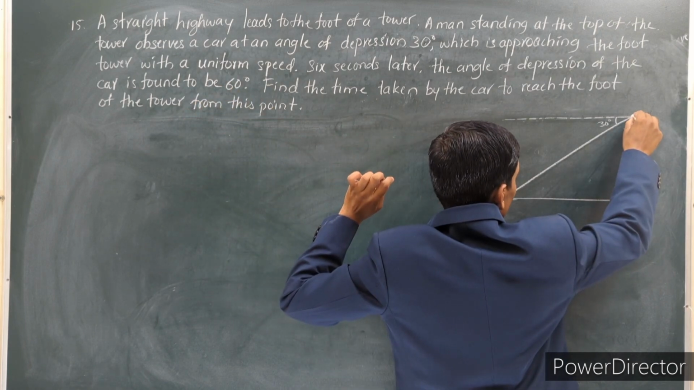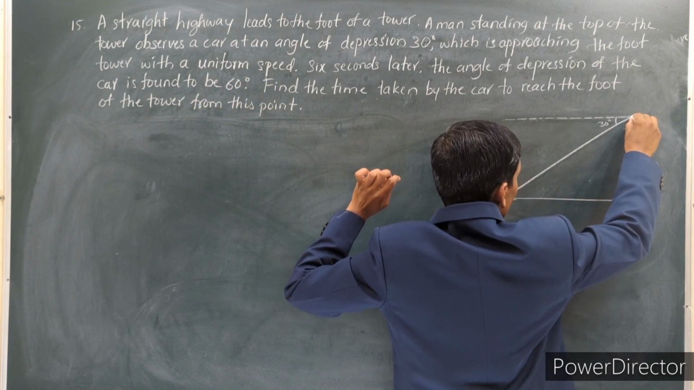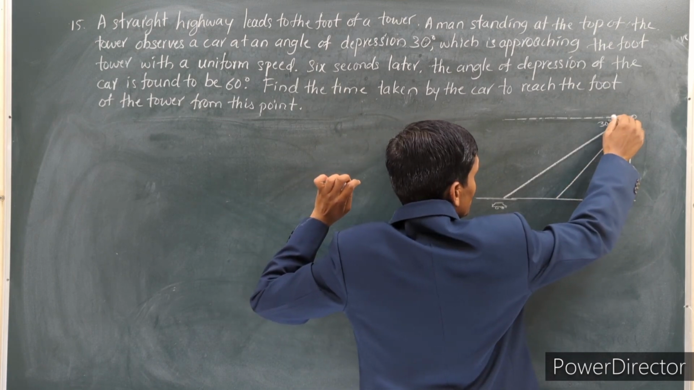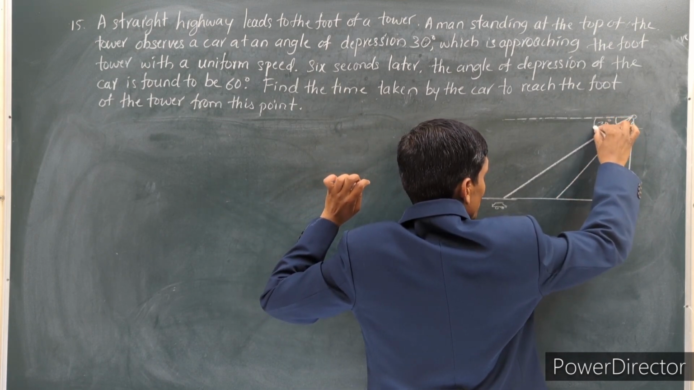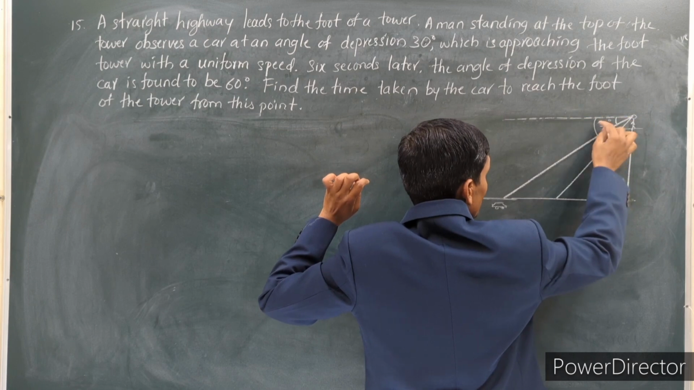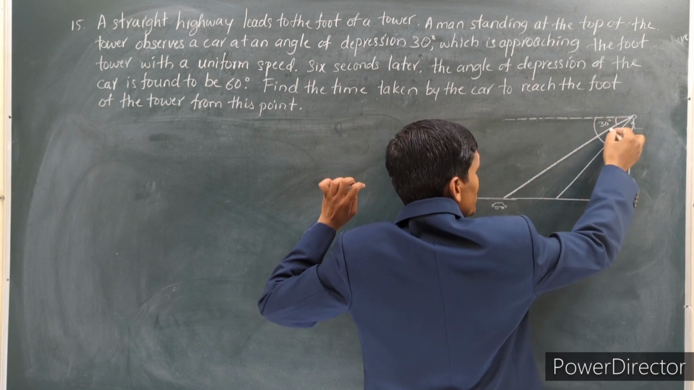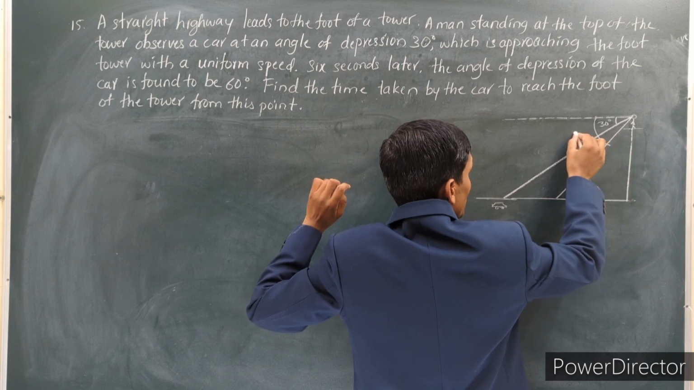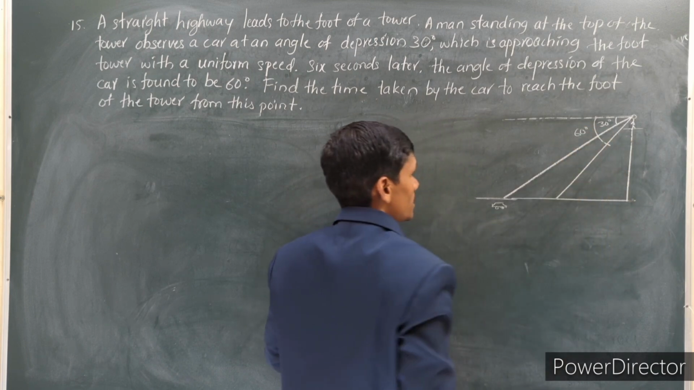Means from this angle of depression, again you need to take one more line. This is giving the angle of depression. This angle you need to show like this. With this horizontal you have to take it again, not from this. If you take from here, it will be wrong. With the horizontal, it is making an angle of 60 degree, right?